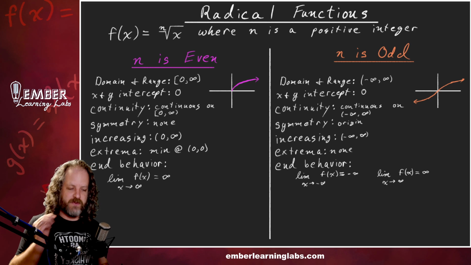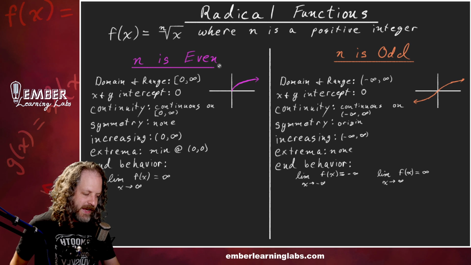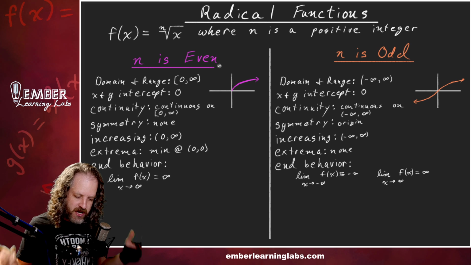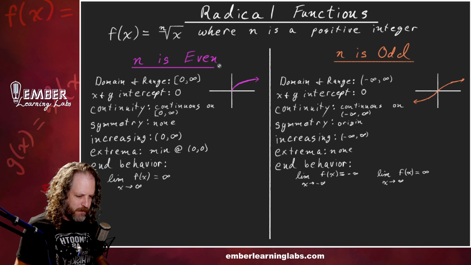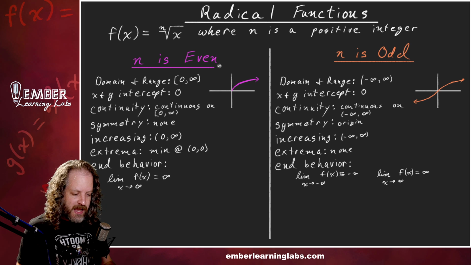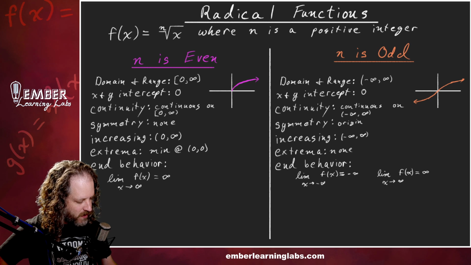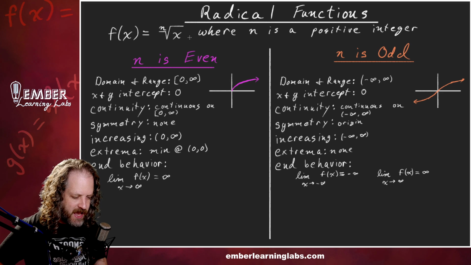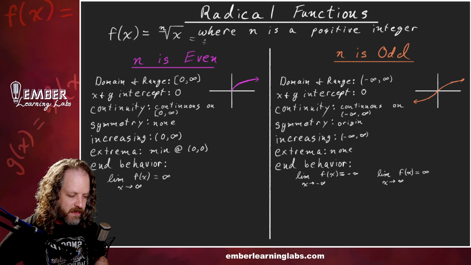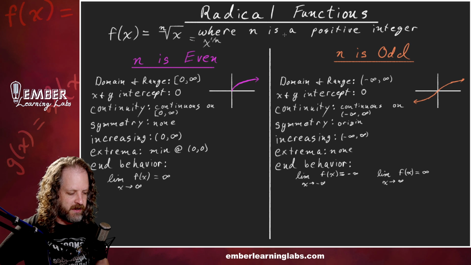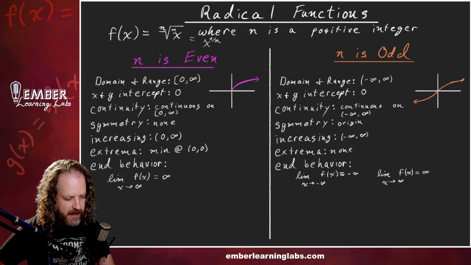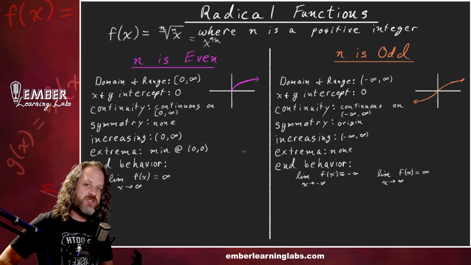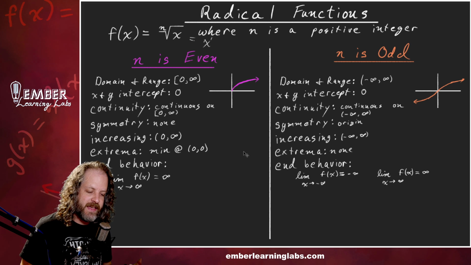So, radical functions. Why is this topic shoved into the same lesson as power functions, monomial functions? Well, if you remember, the nth root is a fractional exponent. So this is the same as x to the 1 over n, and if we have a power of m, then it would be x to the m over n. So that's why this is in the same lesson.